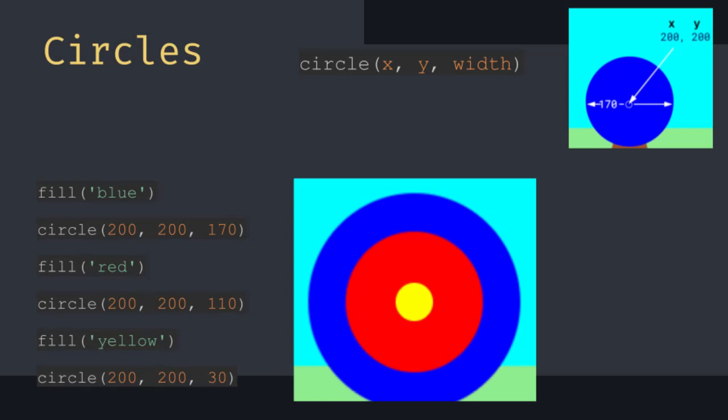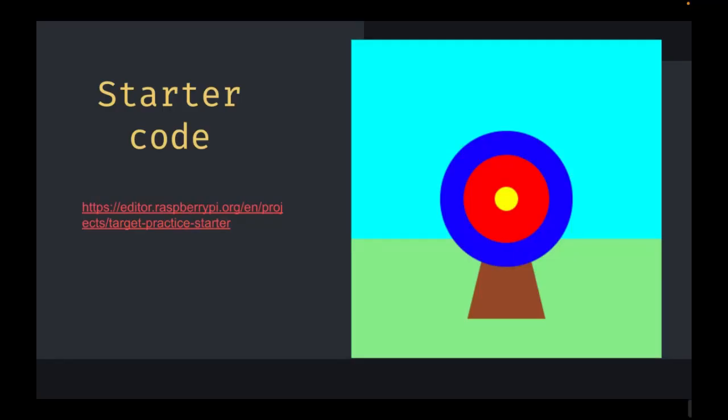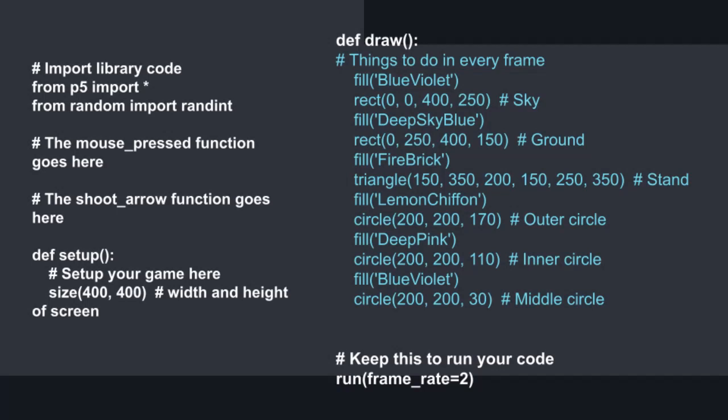Page for the editor: https://editor.raspberrypi.org/n/project/target practice starter. Starter code: #import library code. From p5 import asterisk. From random import randint. Def setup. Size, 400, 400. Def draw. Fill, cyan. Rect, 0, 0, 400, 250. Run, frame_rate equals 2.